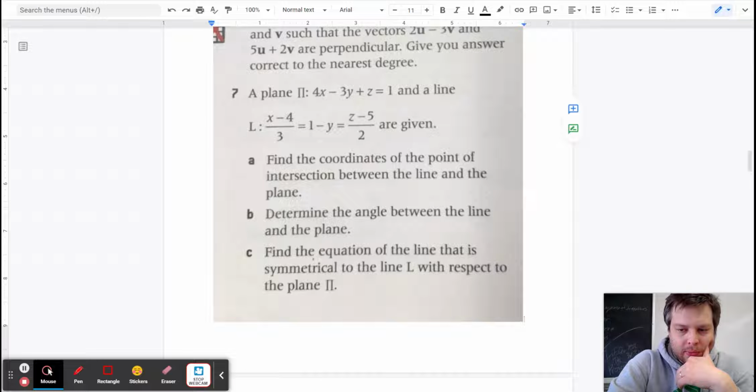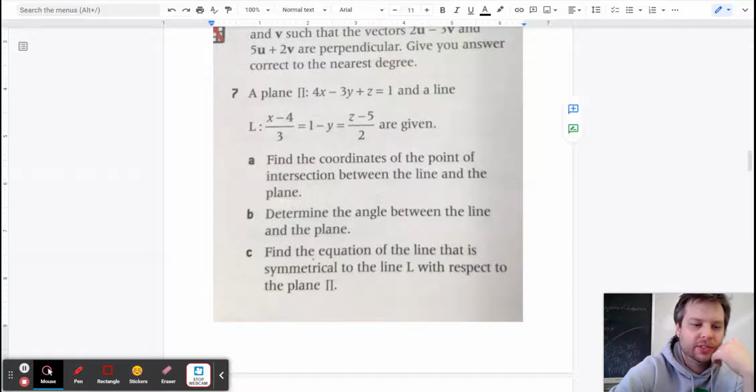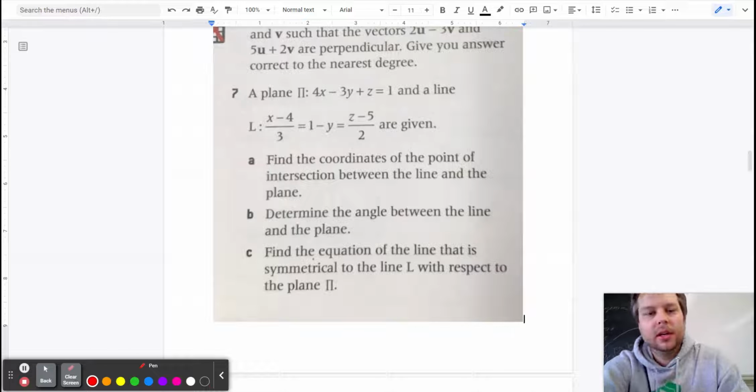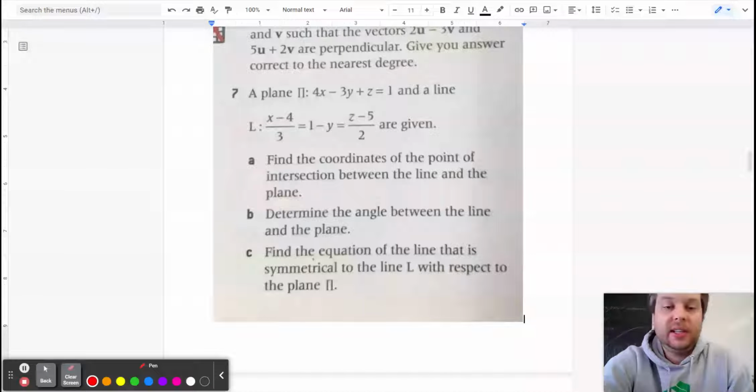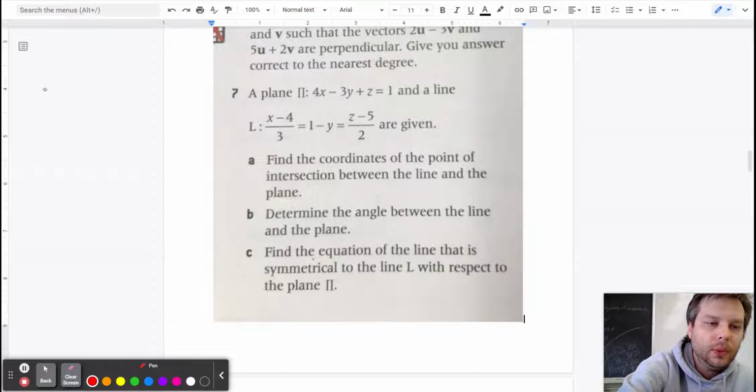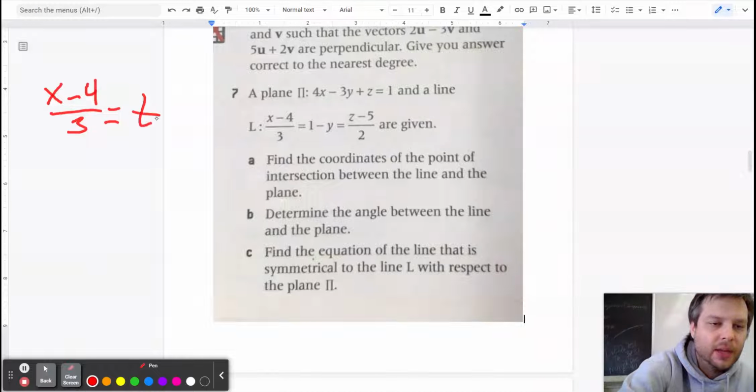Right, hello students, working my way through the review. We got problem 7 here, a plane and a line, and we are to find the coordinates of intersection. So what we are going to do is substitute the x, y, and z from the linear equation into the planar equation. Remember that when you have all three components equal, they all equal t from the line.